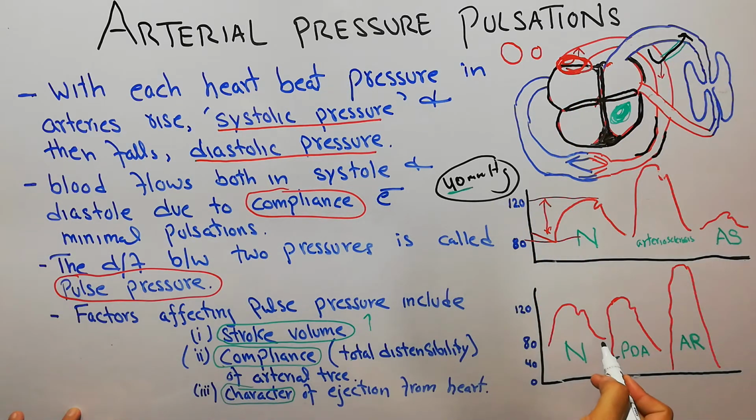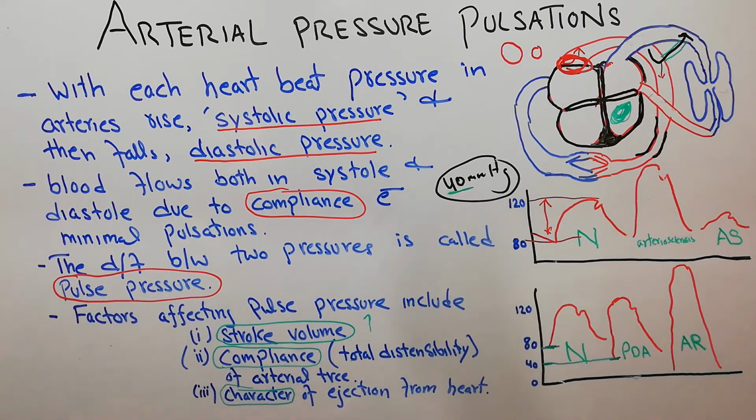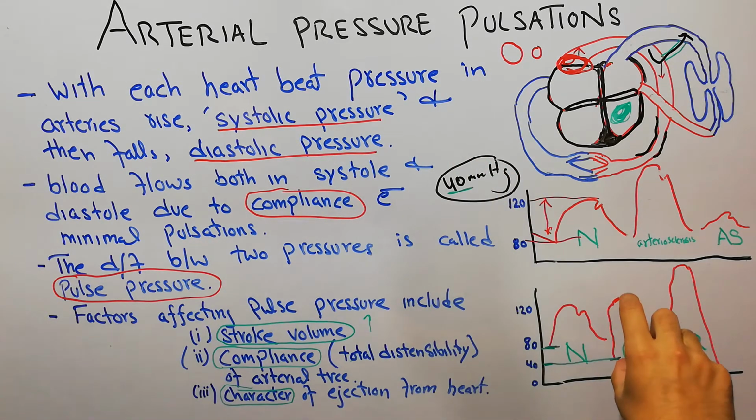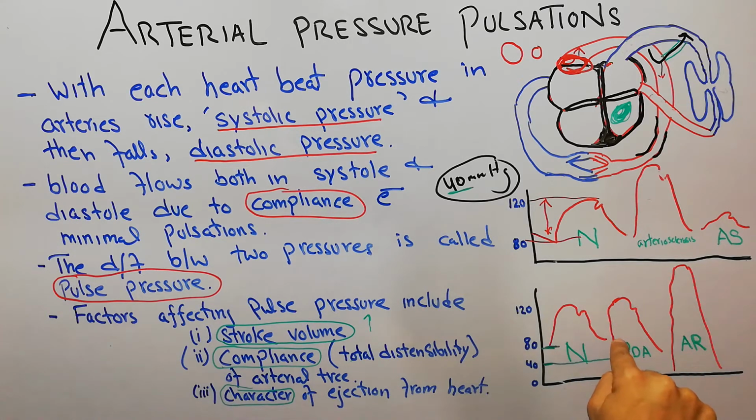the diastolic pressure in the vessel falls below 80. Normally it should be around 80, but in PDA it is going to 40. So it is falling below this 80 level up to 40, which leads to an increase in pulse pressure. The pulse pressure has widened because the diastolic pressure has fallen below 80.